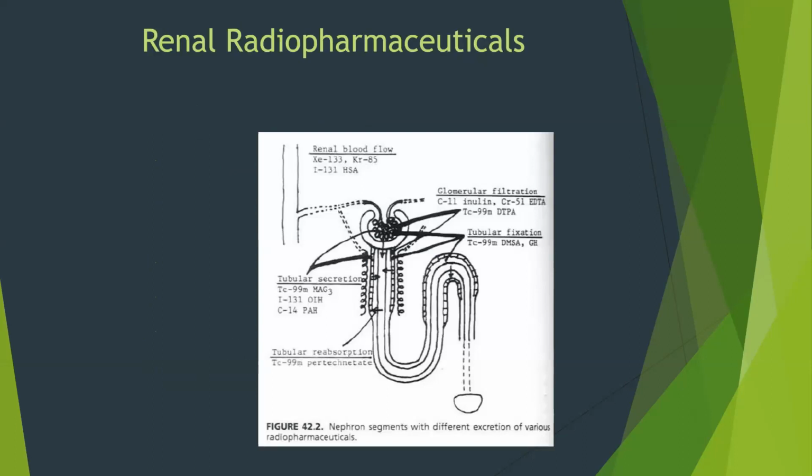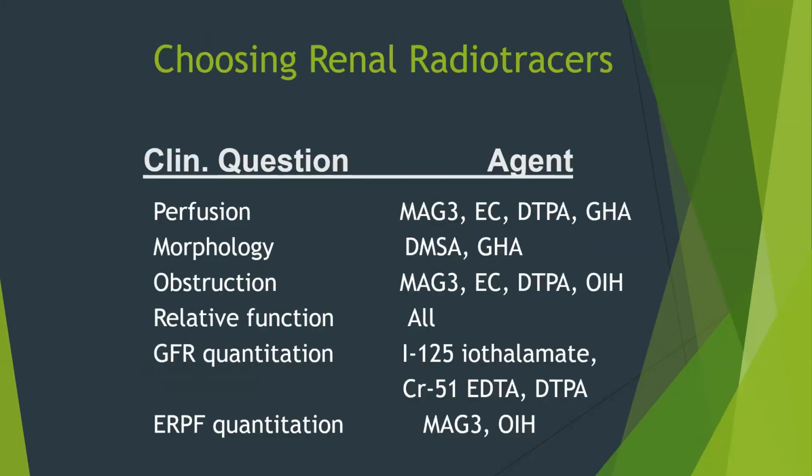Talking about the renal radiopharmaceuticals, we have a lot of radiopharmaceuticals, but we need to address the basic clinical question. So we have to choose the renal radiotracers accordingly. For example, if we need to look at the renal perfusion, then the agents of choice will be MAG3 or EC or DTPA or GHA. If we want to see the morphology, then DMSA or GHA remain the agents of choice. To look at renal obstruction, MAG3, EC, DTPA, or OIH are used.